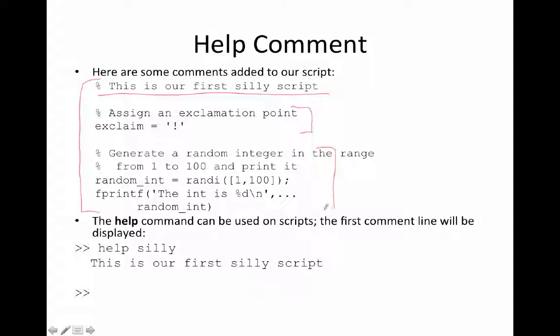And then in the next little chunk of code, I have a comment that says generate a random integer in the range from 1 to 100 and print it. So we generate the random integer using the randi function and then print that in a formatted way using fprintf.